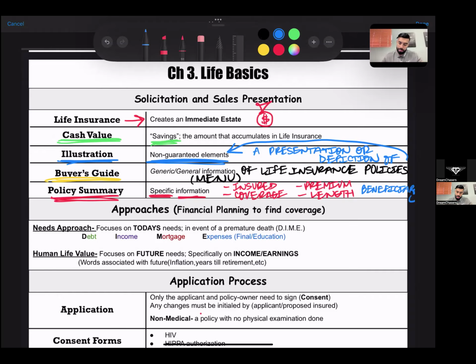Okay. All right. Next are approaches. So, what is an approach? This is when you are looking to figure out how much life insurance coverage someone needs.